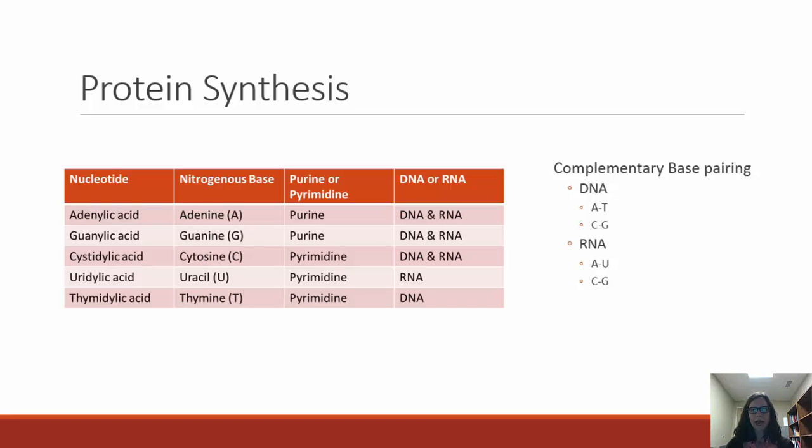Now, we do have complementary base pairing. That is, we have the pairing of one purine to one pyrimidine. So in DNA, these complementary base pairs are adenine to thymine and cytosine to guanine. And in the RNA, similar, we have the cytosine that's paired with the guanine. But instead of the thymine, we have the pairing of adenine to the pyrimidine uracil.